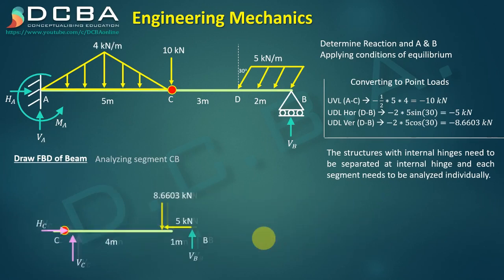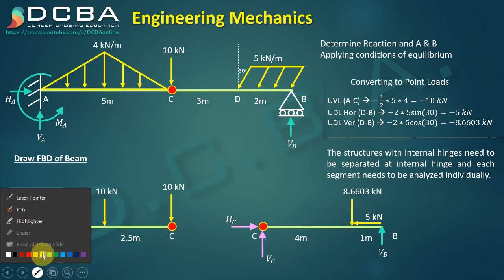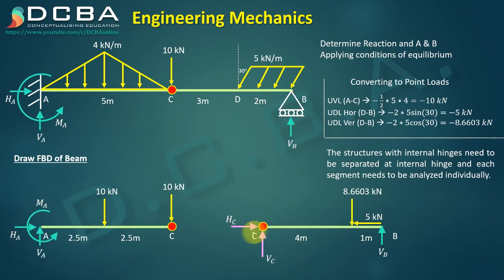So this VC and HC, here you can see this VC is upwards here and this HC is this way. Same way, when I transfer it to this segment, I'll call it the first segment and this is the second segment. When I transfer this HC and VC to this first segment, their directions will be reversed.